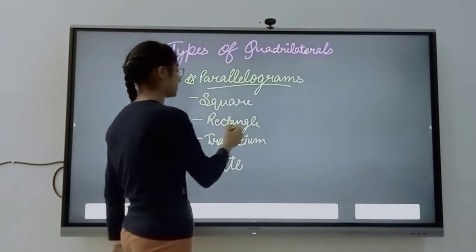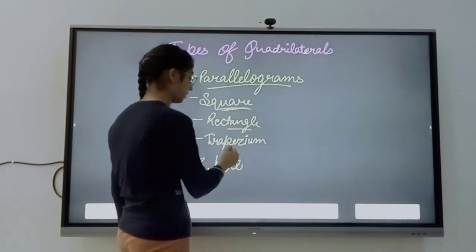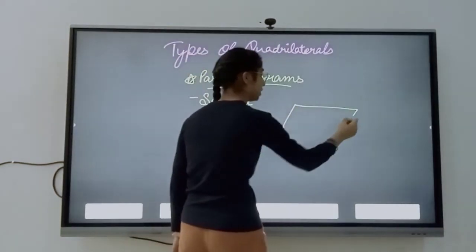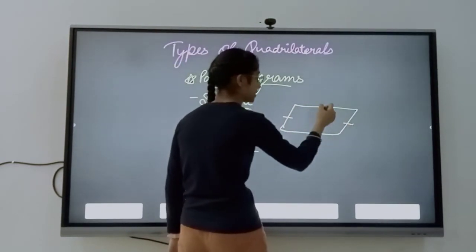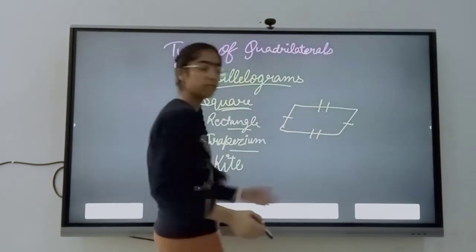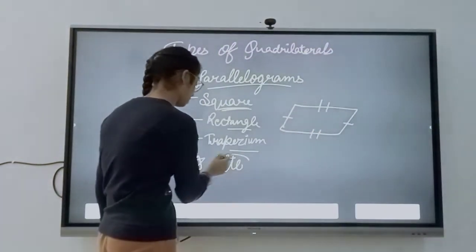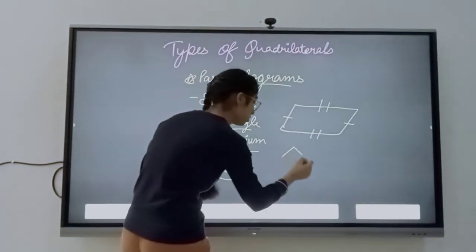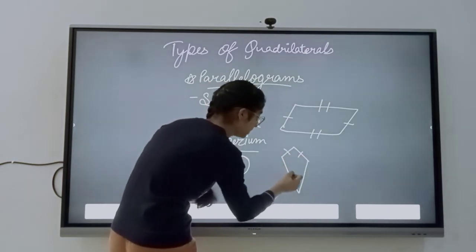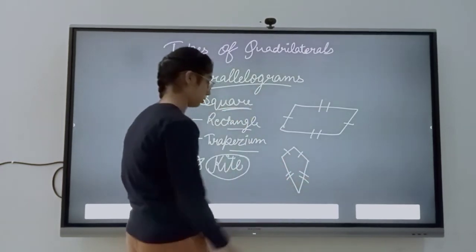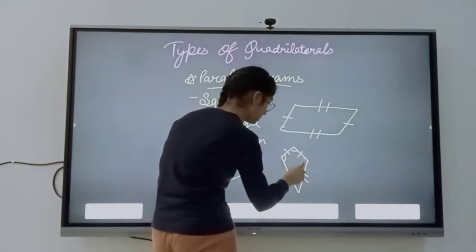Parallelograms are classified as square, rectangle, trapezium. A parallelogram is a quadrilateral which has two pairs of parallel sides or even one pair of parallel sides. A kite is a figure whose adjacent sides are equal to each other and the opposite angles are also equal.